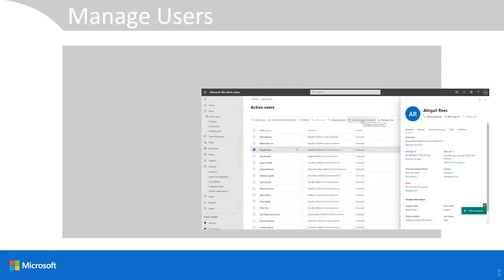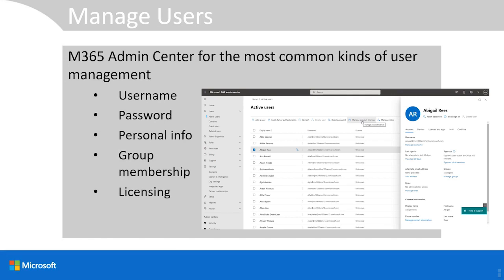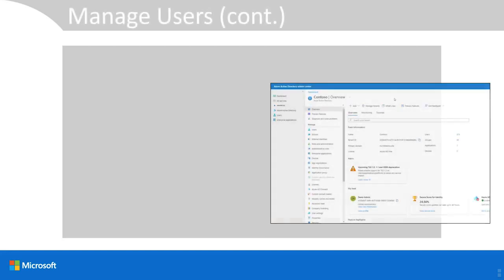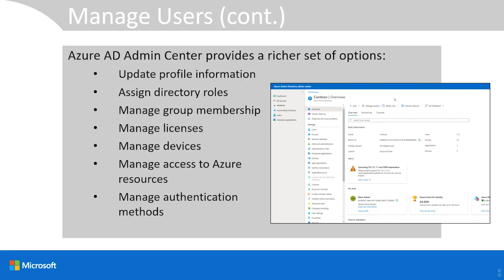As previously mentioned, Azure AD users can be managed in a number of ways, but for the most common kinds of user management, it's common to use the Microsoft 365 Admin Center. From here, you can manage things like the username and password, the user's personal information, their group membership, and Microsoft 365 product licensing. Although the Microsoft 365 Admin Center is simpler, the Azure AD Admin Center provides a richer set of options. From here, you can perform tasks like updating the user's profile information, assigning directory roles, managing the user's group memberships, licensing and device authorization, as well as managing access to Azure resources, authentication methods, and quite a lot more.